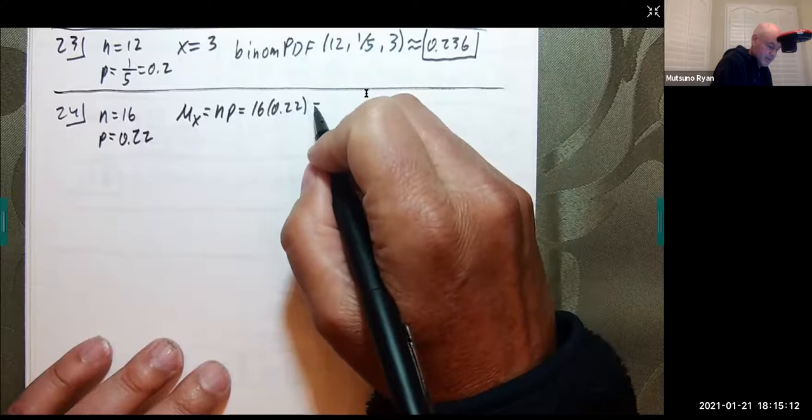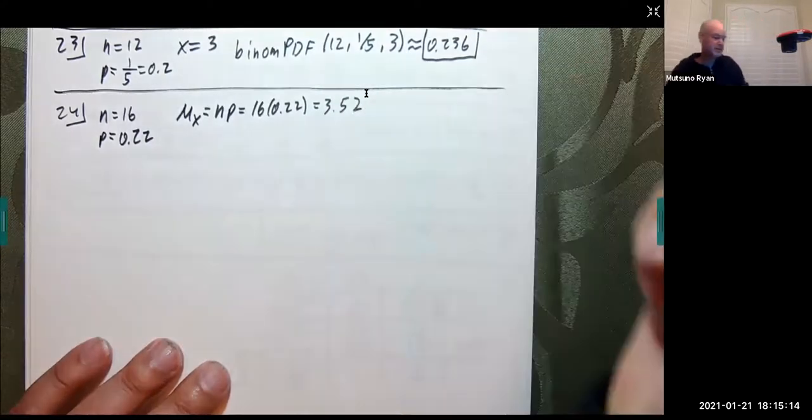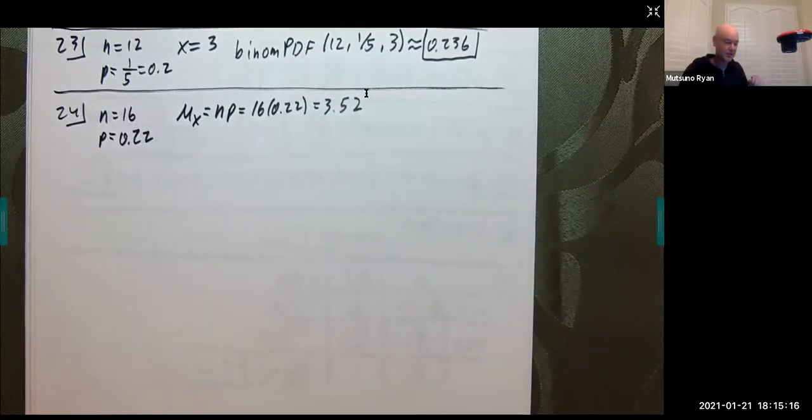So this is 3.52. And what that means is in any given group of 16, there'll be between 3 and 4 that are working full time in that group of 16. That's how we would interpret that.